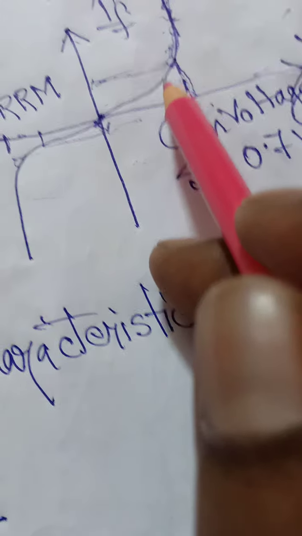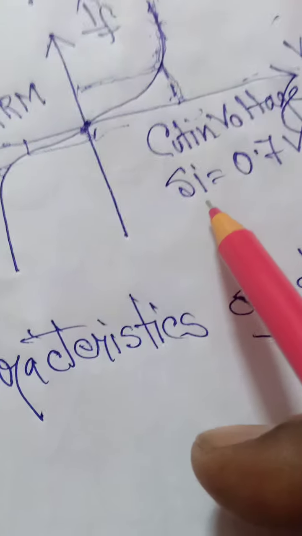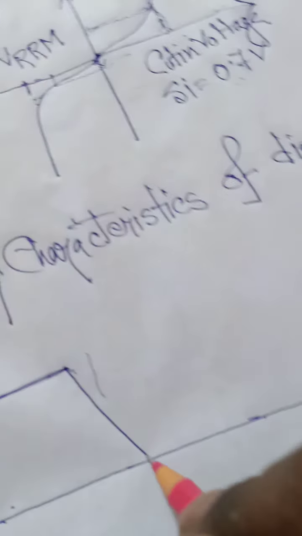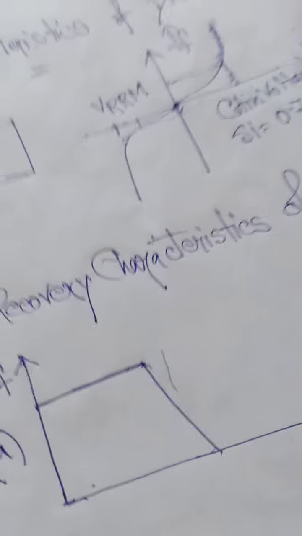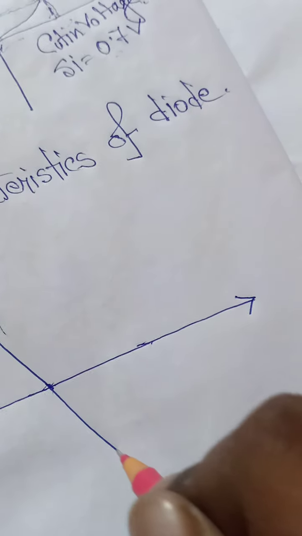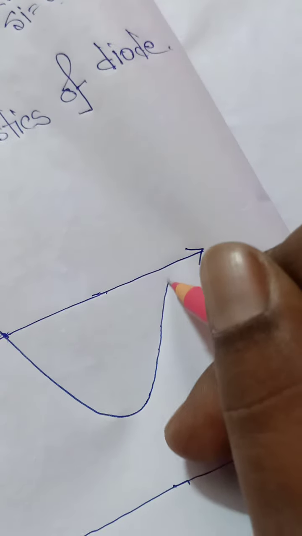So what will happen again? This 0.7 V in the case of silicon will become 0. So I will put a 0 over here. It comes to 0 at these positions, from here to here. Then again it will become like these positions.